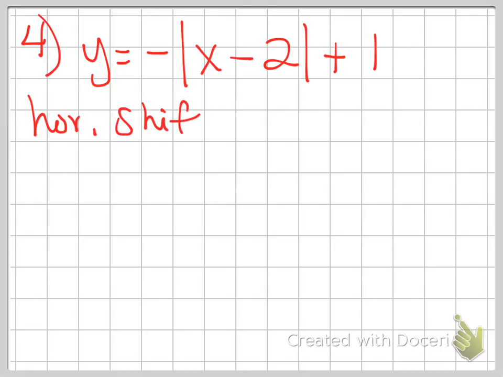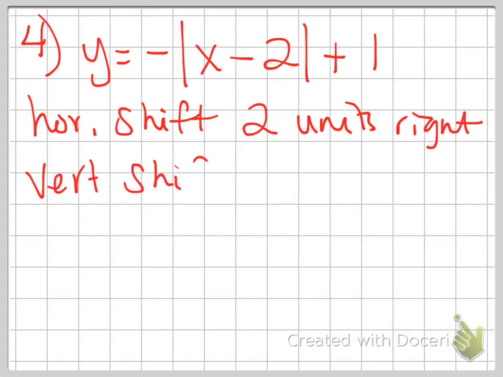And then I have one final one that we have not looked at, which is if I have the negative absolute value. So negative absolute value of x minus 2 plus 1. Okay, so nothing really changes too much. We still have a horizontal shift here. We've got both a horizontal and vertical shift. So we've got a horizontal shift, which is actually going to be 2 units right. Okay, because remember it's the opposite. And a vertical shift, 1 unit up.